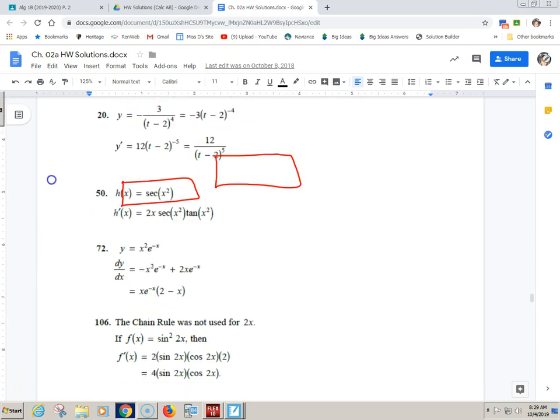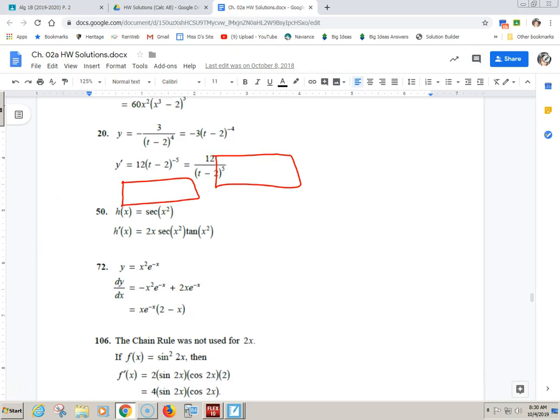Number 20, and number 50 and number 72. Just so you guys check, let me know if you have any questions. Let me get rid of that.